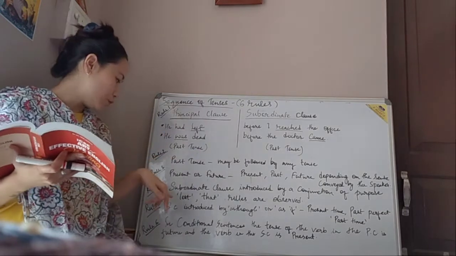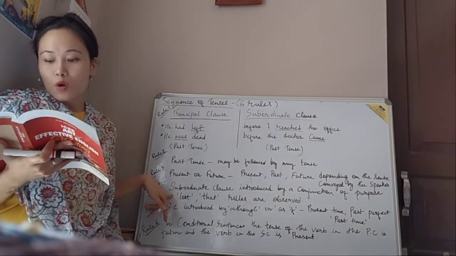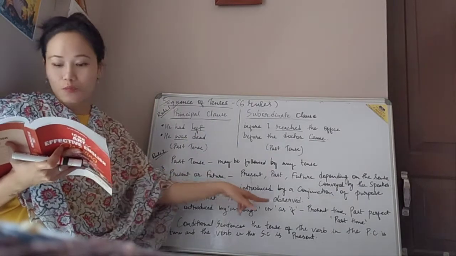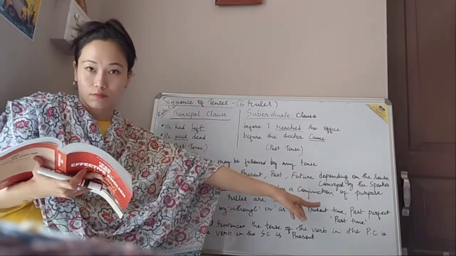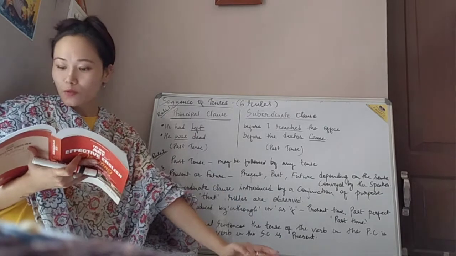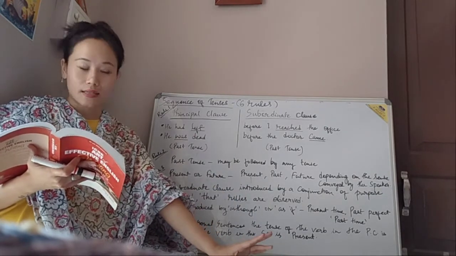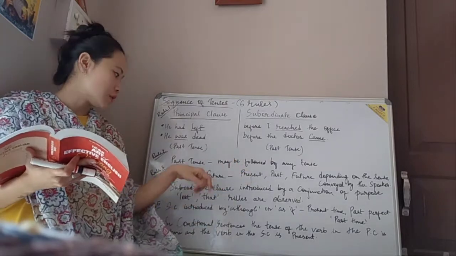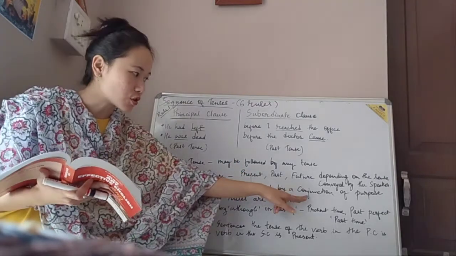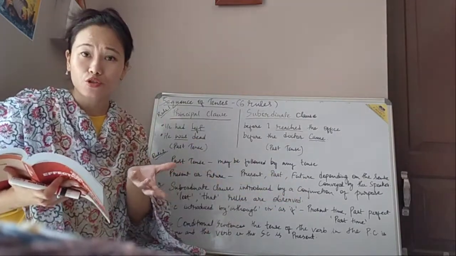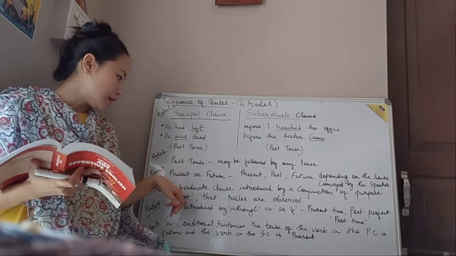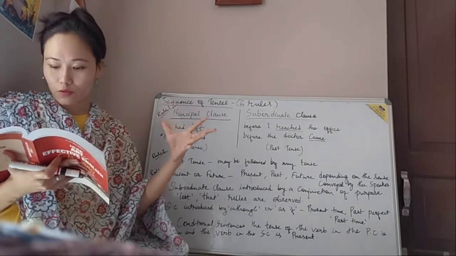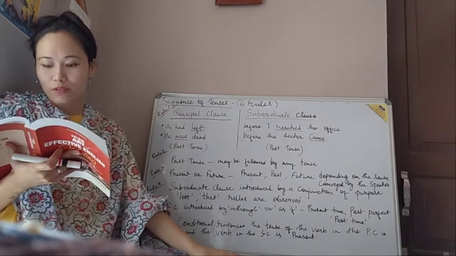Now rule number 4. When the subordinate clause is introduced by a conjunction. You know what a conjunction is, right? When you are joining two or more sentences, we use a conjunction. So a subordinate clause introduced by a conjunction of purpose, like "lest" or "that", the following rules are to be observed.